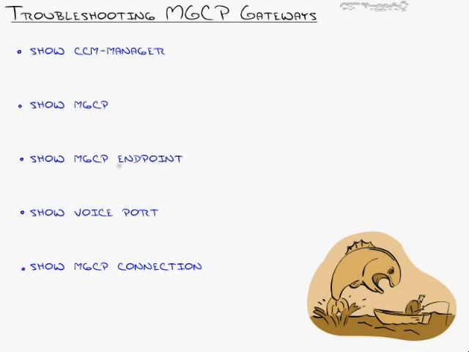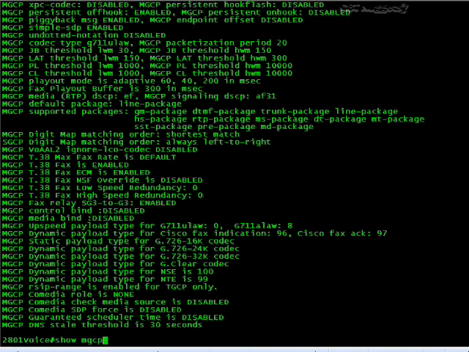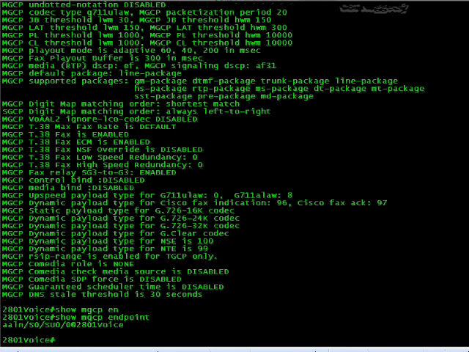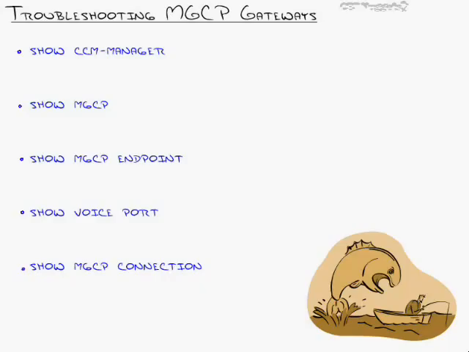This one's pretty simple. Show MGCP endpoint, and that'll just show you which endpoints are registered with MGCP. So if you're curious, well, what's showing up here? You can see right there's our analog line, and we can go over to the call manager and make sure that this one is showing up there, and that kind of shows which ports are configured for MGCP.